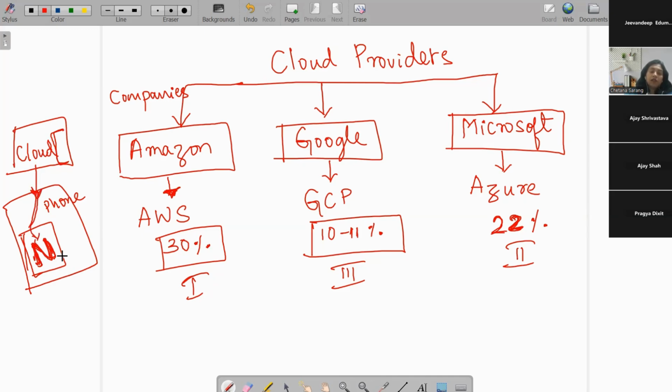Now, Netflix stores their movies on which cloud? Amazon, Google, or Microsoft? Any guess? Where are the movies of Netflix stored? On which cloud? Must be Amazon only because the market share seems to be very high.